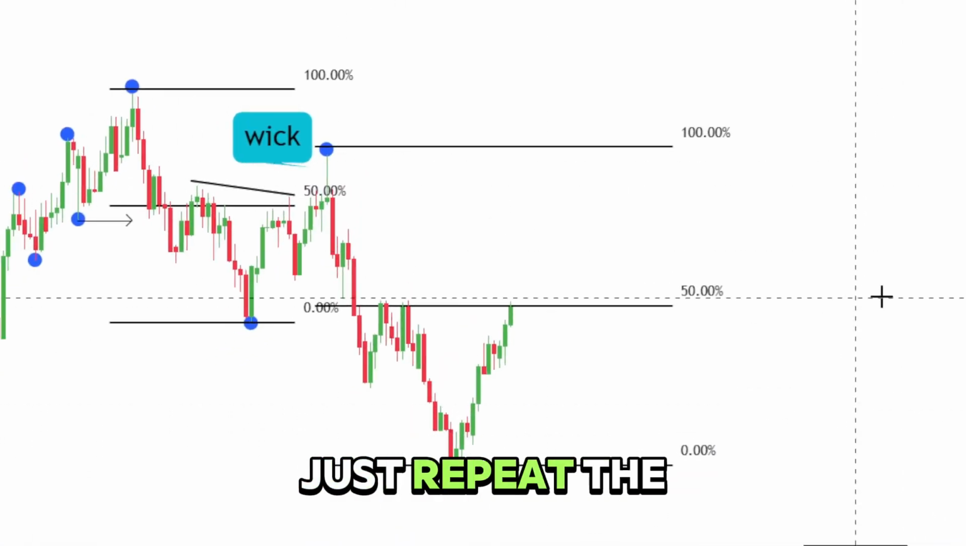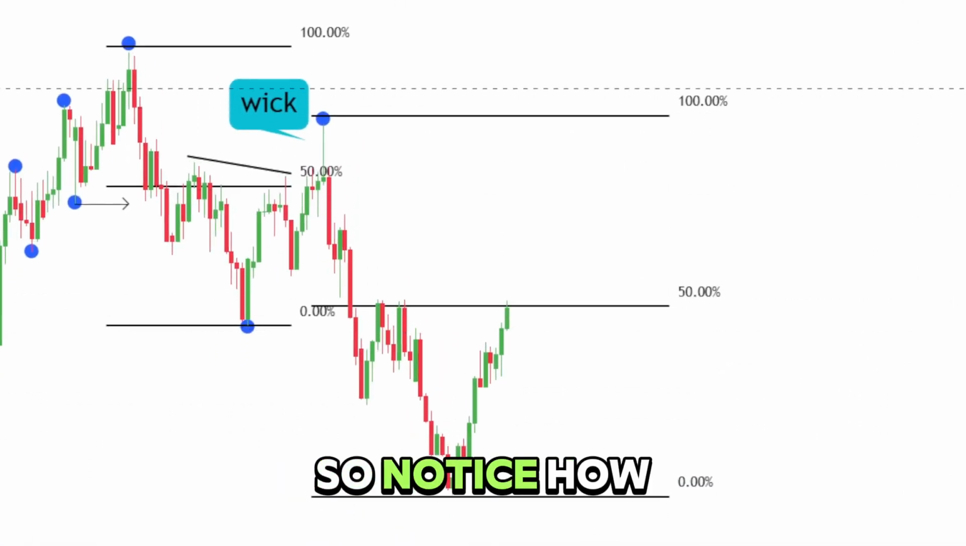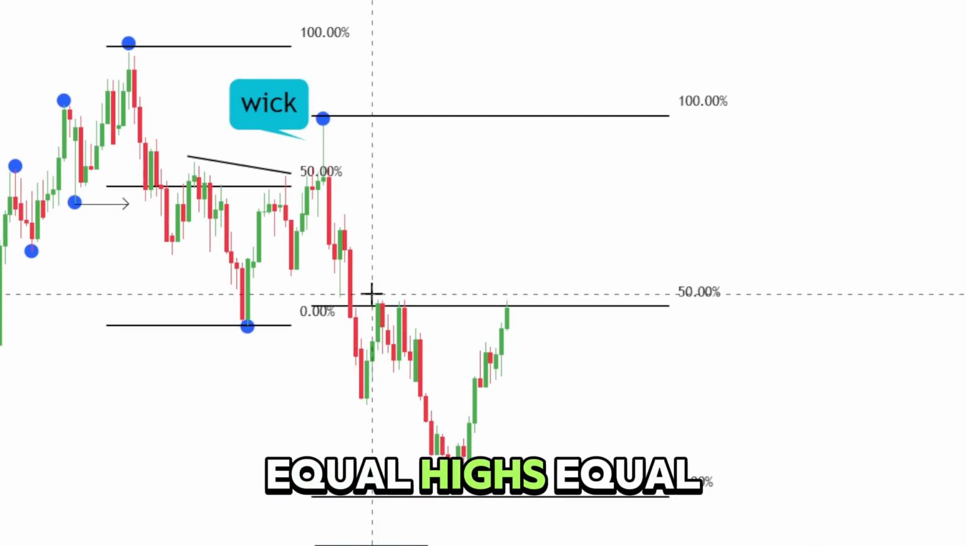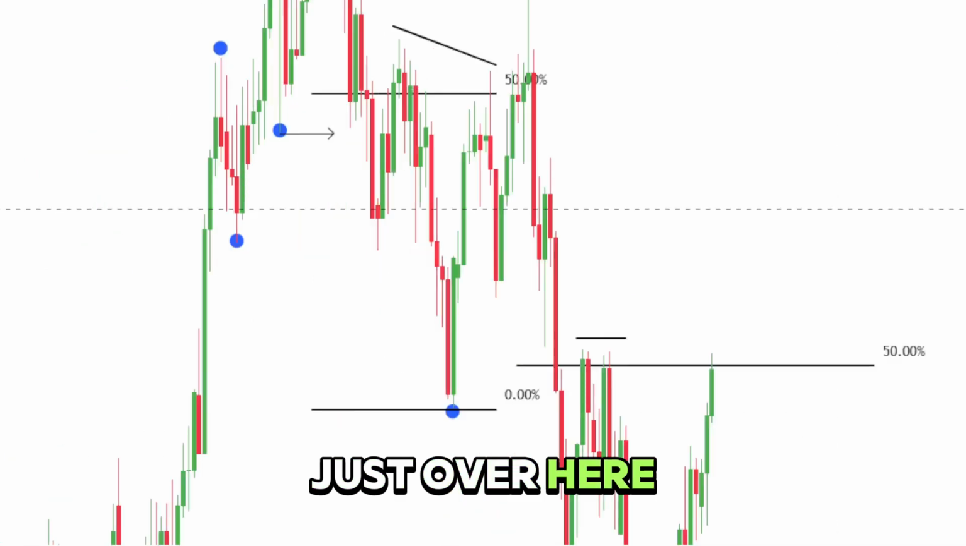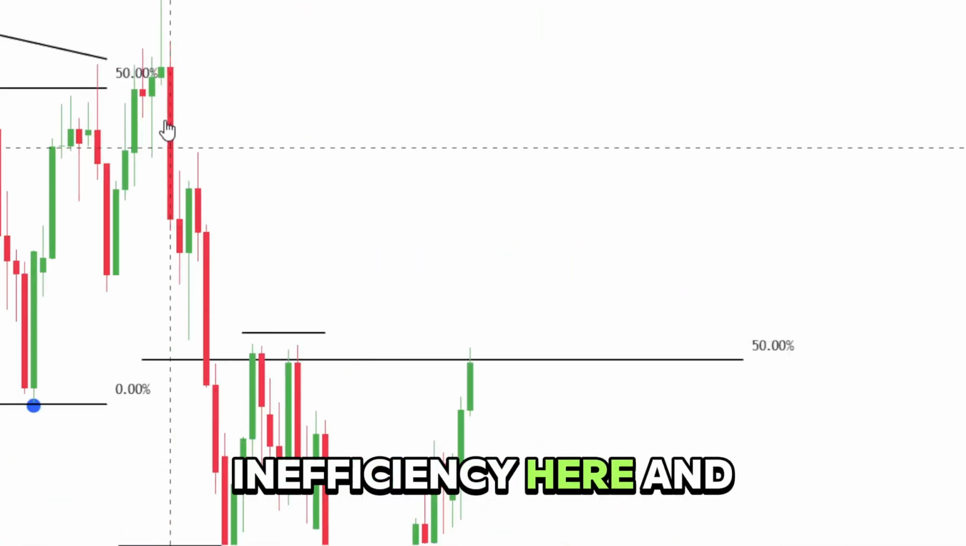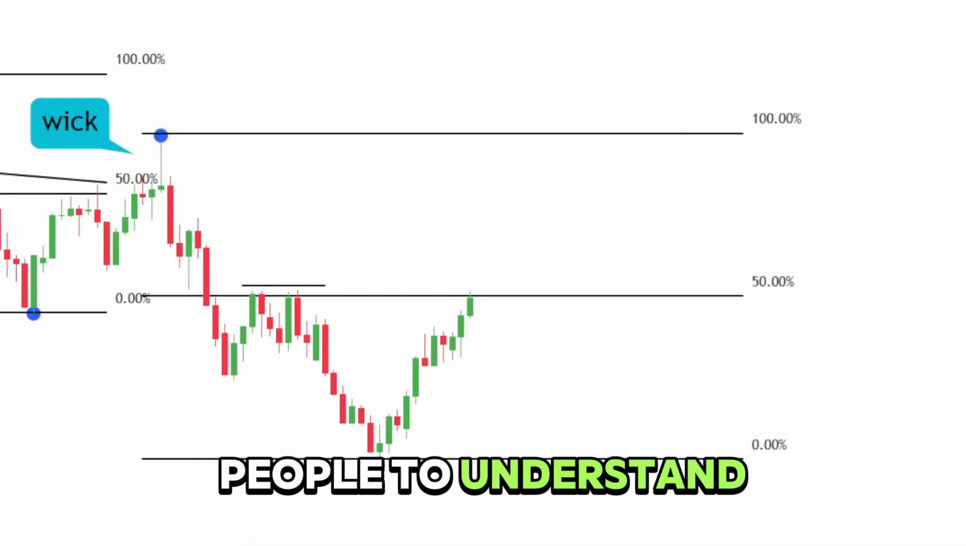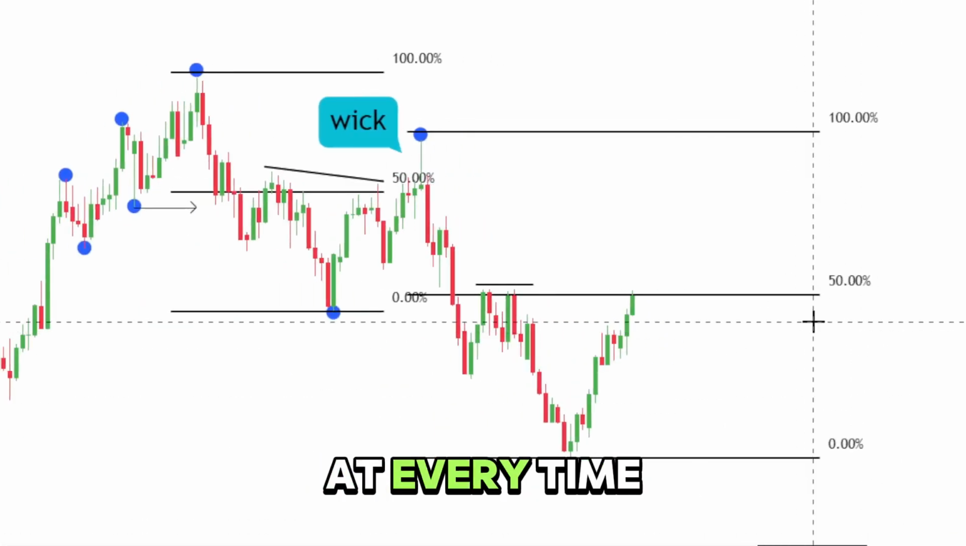And now we just repeat the same cycle again, right? So notice how we have inducement in the form of equal highs. Equal highs over here. We have a fair value gap just over here, right? Inefficiency here and inefficiency here. So I want people to understand the inner workings of the market, because this happens on every time frame, every pair, every trade, every session almost, right?